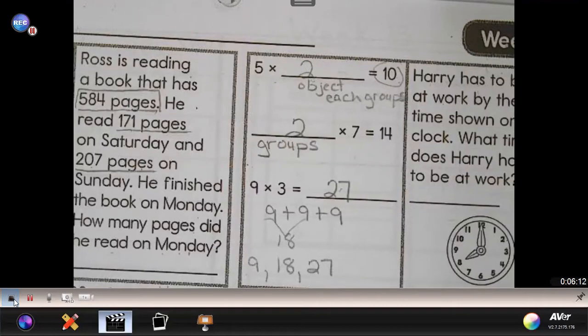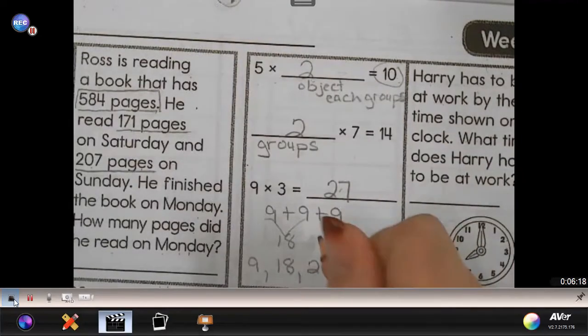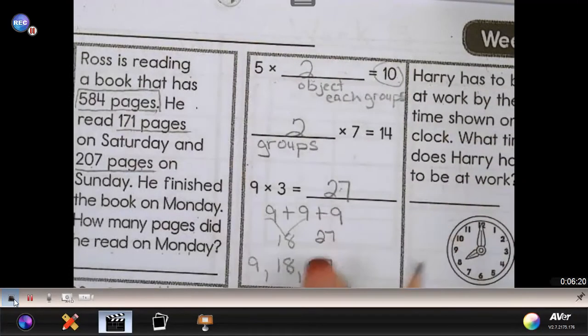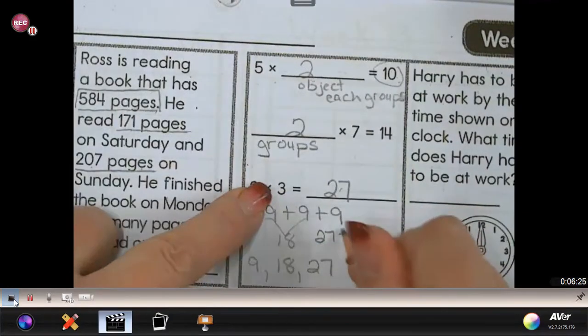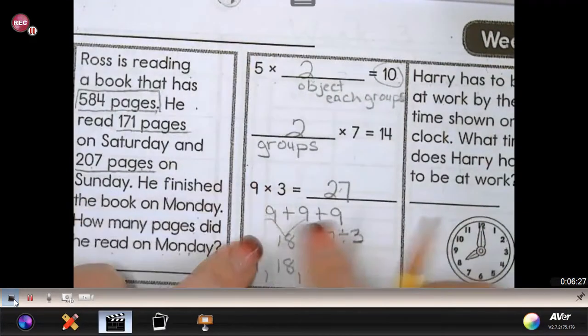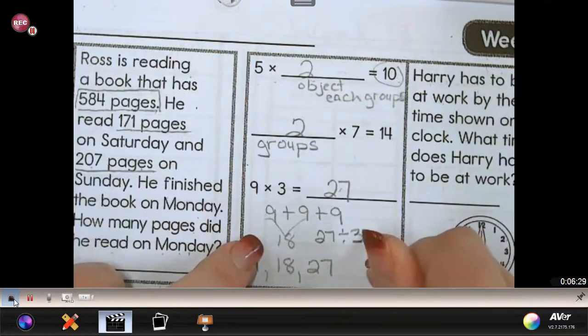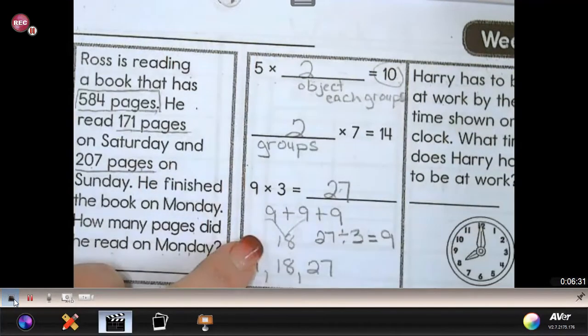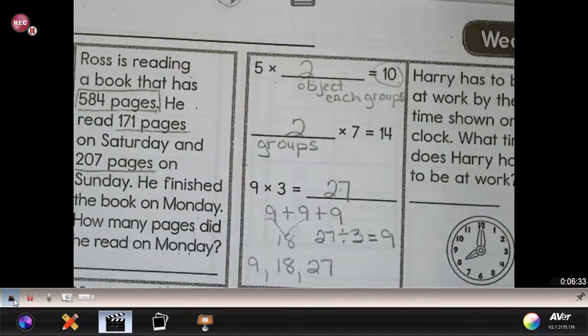We could write a division sentence with this, and just since we've been talking about division, we could take the 27 total objects. We could put them into 3 equal groups, 1, 2, 3 equal groups, and we would get 9 in each group. So this is just showing you how your multiplication and your division are related to each other, especially since we've been talking about it.